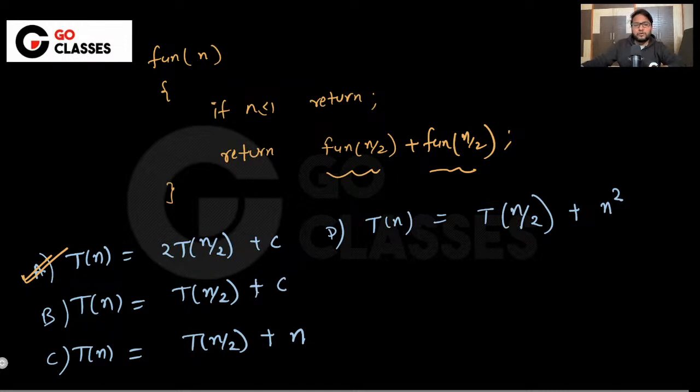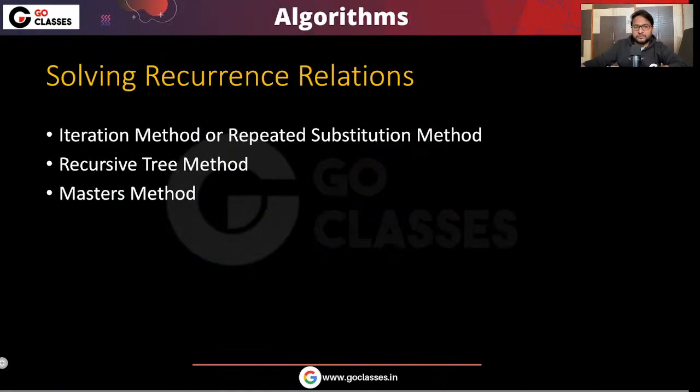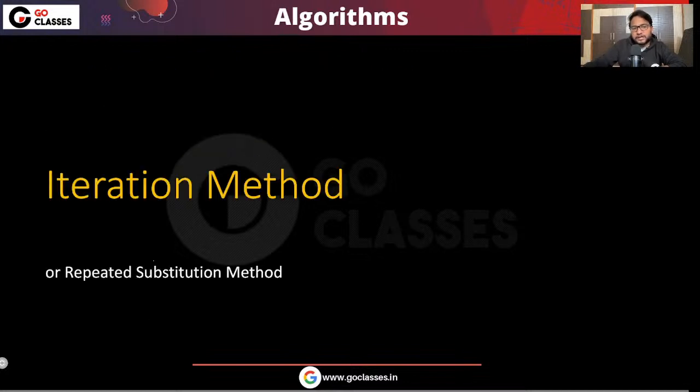Okay, now let's go to the next thing. So this is how to write the recurrence relation. Now let's see how to solve the recurrence relation, which is the topic of today, right? Solving the recurrence relations. Now there are three popular methods. One is the iteration method or repeated substitution. Another one is the recurrence tree method. Another one is the Master's method. Let's see each of them one by one. Let's start with the iteration method, which we also call the repeated substitution method.